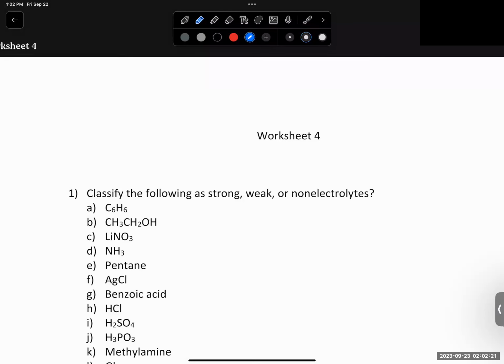a covalent compound, because it just contains carbons and hydrogens, also known as a hydrocarbon. What class of electrolytes do you think it's going to be?